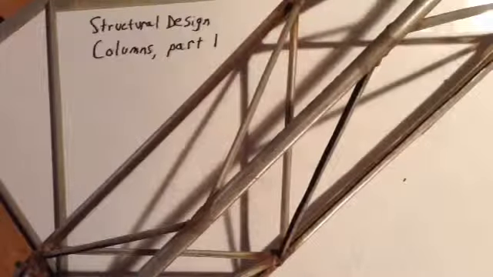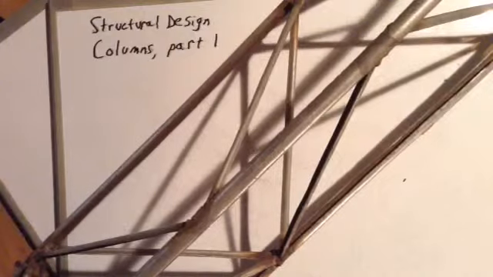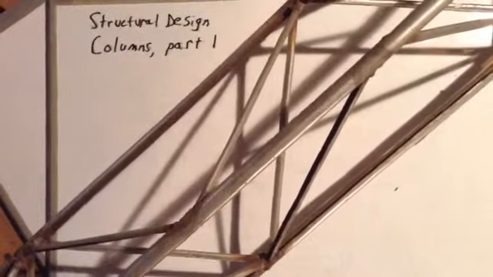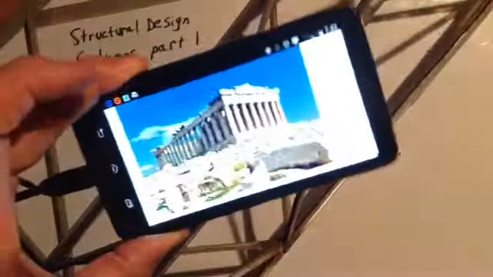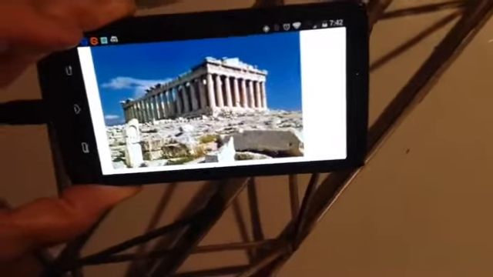This is Columns Part 1 of the Structural Design section of our Aeronautical Engineering course. We generally think of columns as long vertical posts that hold the tops of buildings up in the air, like the Parthenon, for instance. See all those columns holding the top of it up? That's what we generally think about when we hear the word columns.